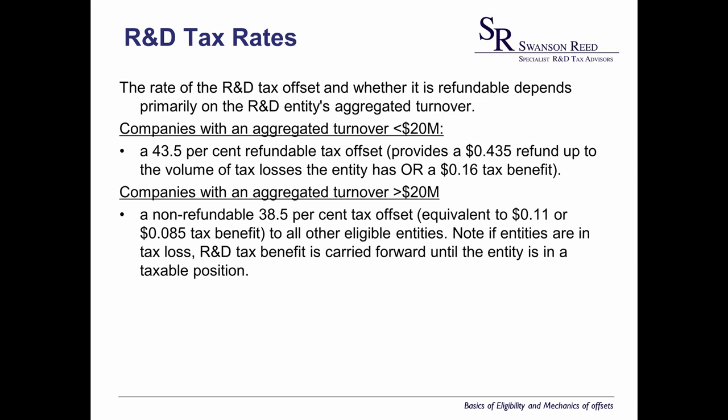Companies with an aggregated turnover greater than 20 million receive a 38.5% non-refundable tax offset. This provides an 11-cent or 8.5% tax benefit depending on the company general tax rate. If entities claiming under the non-refundable R&D tax offset are in tax loss, their R&D tax benefit for the year is carried forward to future years.